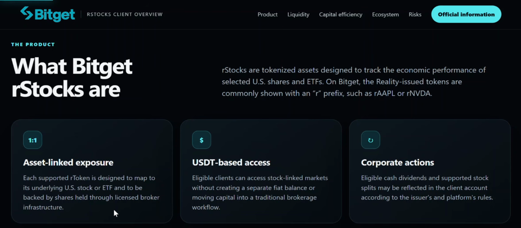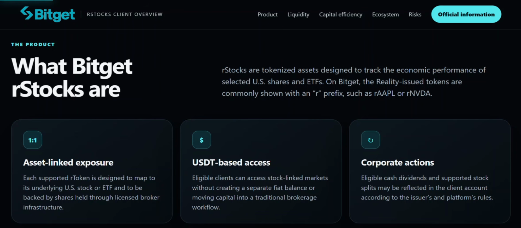So Bitget is a universal exchange where you can trade crypto with USDT, USDC, and you can do perps, futures, spot trading, bots, margin trading, and you can also do stocks as well. You can buy stocks, you can trade stocks, and so on. But what are rStocks? rStocks are tokenized assets designed to track the economic performance of selected US shares and ETFs. On Bitget, the Reality-issued tokens are commonly shown with an R prefix.